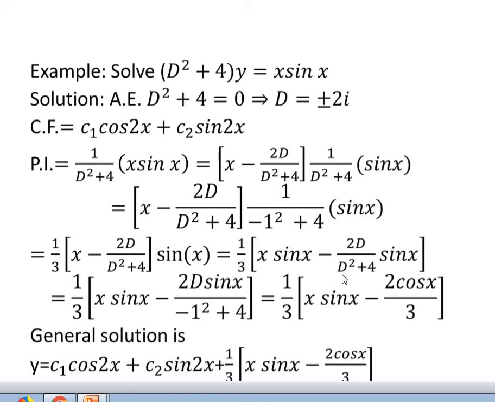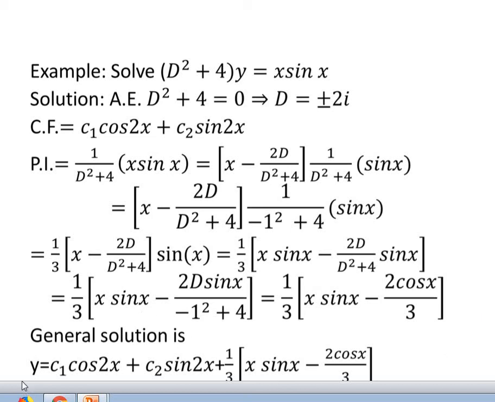Now here again we have to use the case second. So again replace d square by minus 1. So here minus 1 plus 4 is 3. That is x sin x as it is, 1 by 3 as it is, minus 2d, that upper term, into sin x as it is, and here we replace d square by minus 1. So minus 1 plus 4 is 3, and d is nothing but the derivative of sine. So the derivative of sine is cos. So that is our yp.